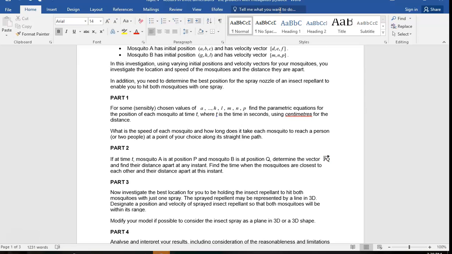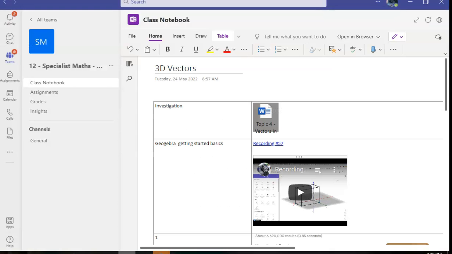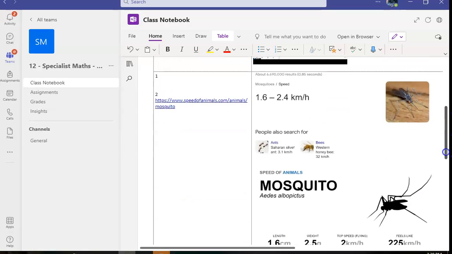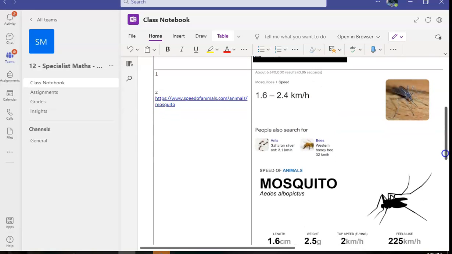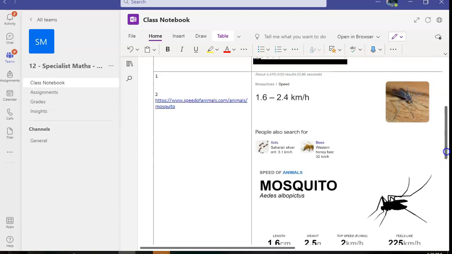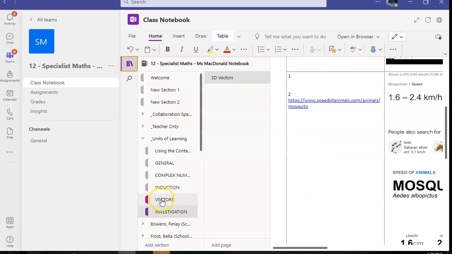Then part 2 is you're introducing the mosquito. So you can start doing a little bit of research yourself. I just looked at speeds of mosquitoes, so think about what that's going to be. You're allowed to get started, play with the software. That's quite nice. But please do have a look. It's in your class notebook, under investigation.